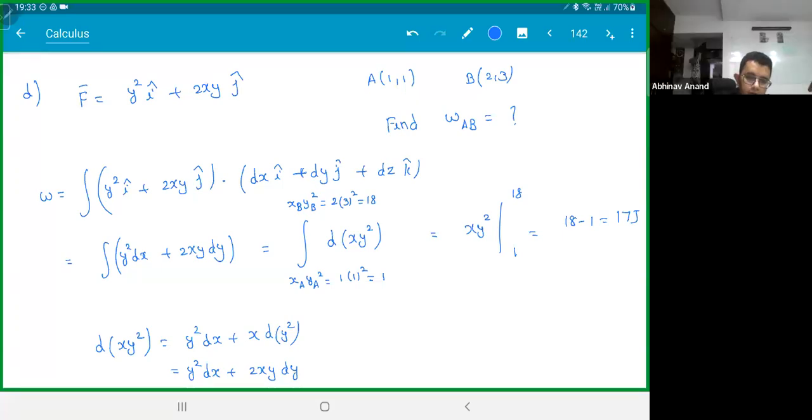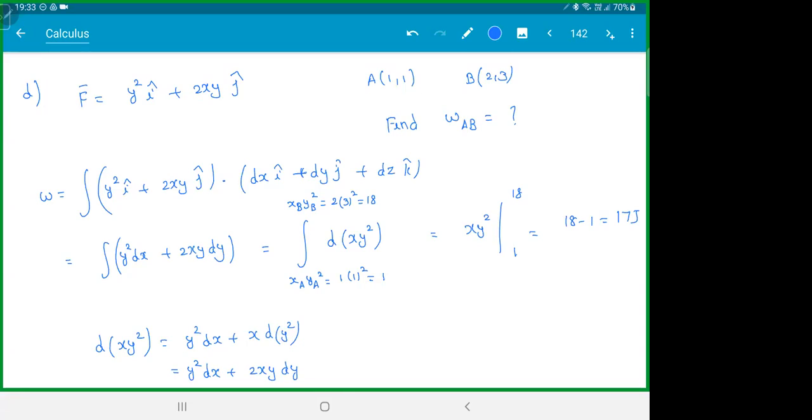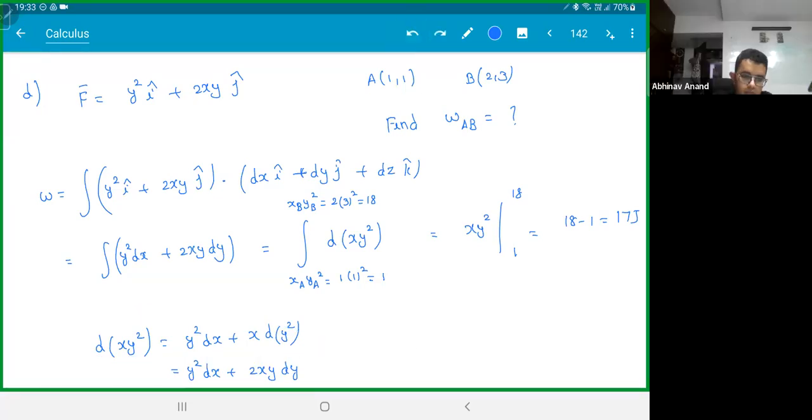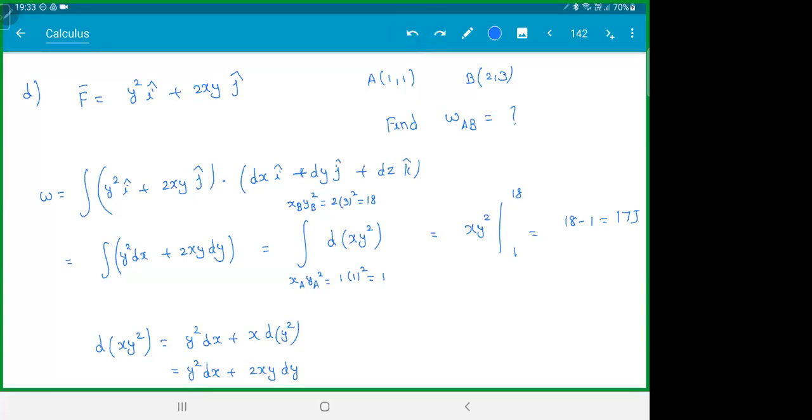So can you repeat what's the perfect differential? Anything that you can write in the form of like this is called a perfect differential. I'll write in the next page. I'll give you some examples.